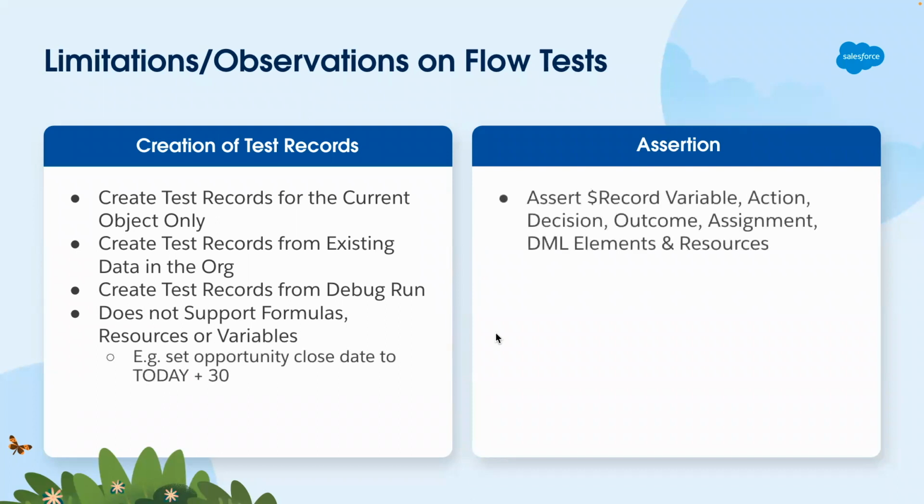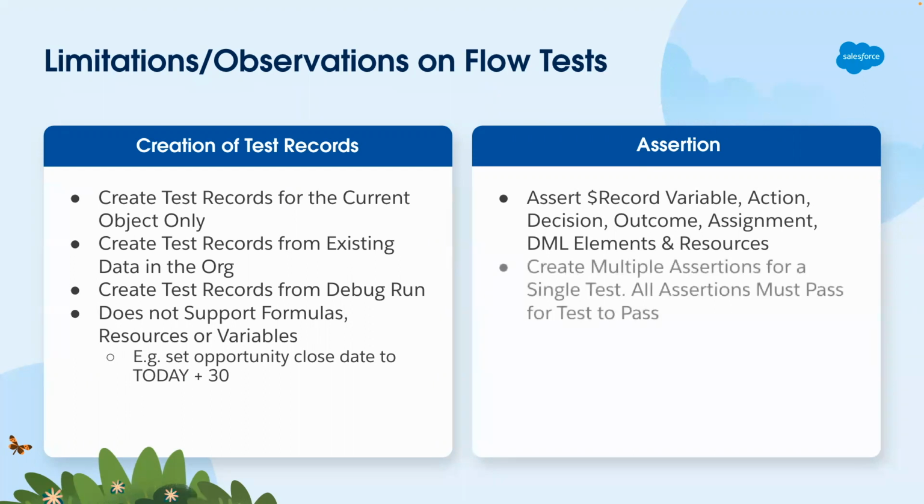For assertion, you can assert the $record variable. We did that when we were asserting discount percentage. You can assert the resources and the different elements of the flow, and we saw an example of this in our demo. You can create multiple assertions for a single test case, and all assertions must pass for the entire test case to pass.